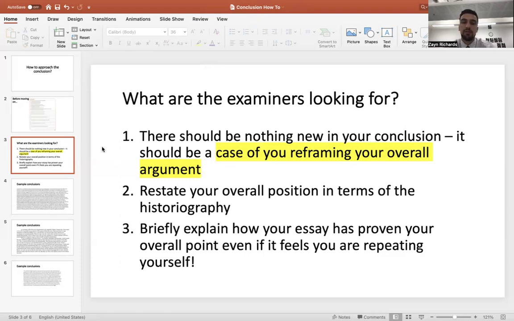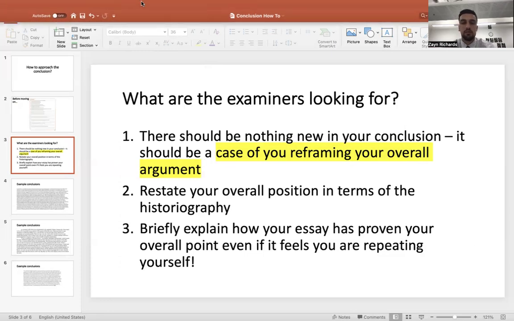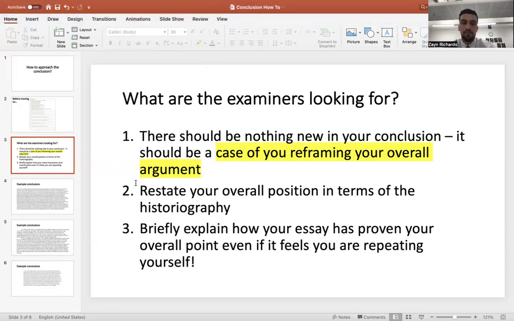And then finally, briefly explain how your essay has proven your overall point, even if it feels like you are repeating yourself. So I'm going to go through some examples of conclusions with you. Some of them don't do all of these, and that's what I mean: as long as you're reframing your overall argument, that's basically all you need to do.